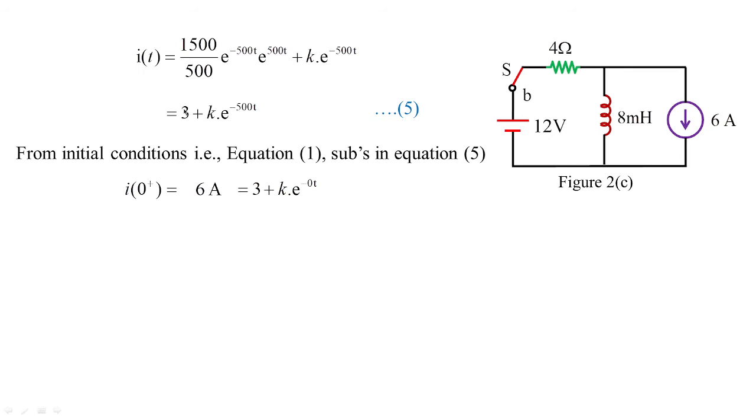Now I'm going to apply this over equation 5. So 3 plus k e to the power of 0t. Hence 6 minus 3 will remain, the value as 3. So the constant derived from the initial conditions is 3. Just substitute the value of k, that is equation 6, in equation 5. I'm going to get I of t equal to 3 plus 3 times e to the power of minus 500t. In fact, this is the value of the transient current flowing in this circuit.